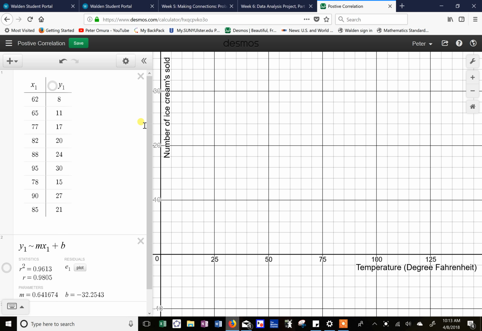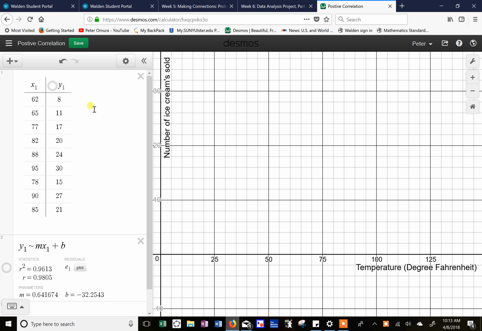Alright, so I'm going to do a very quick video on correlation and scatter plots. And scatter plots are kind of exactly what it sounds like. You're going to take a bunch of data, you're going to graph it, and you'll see. Anyway, so here's the deal.